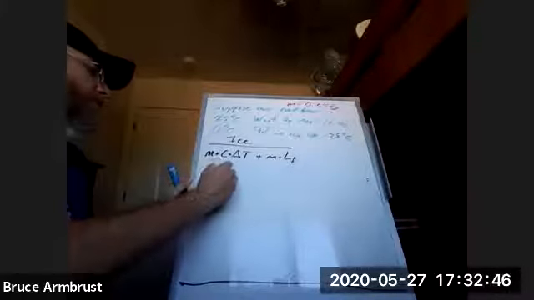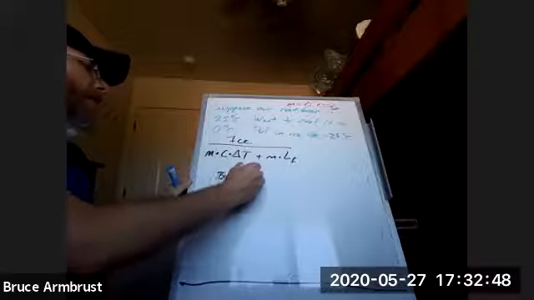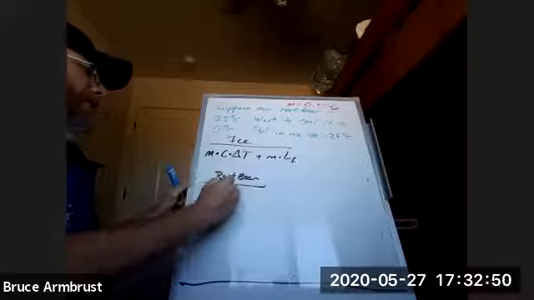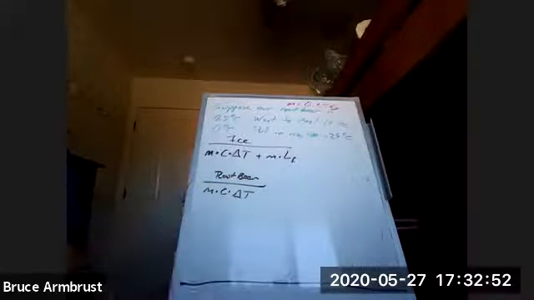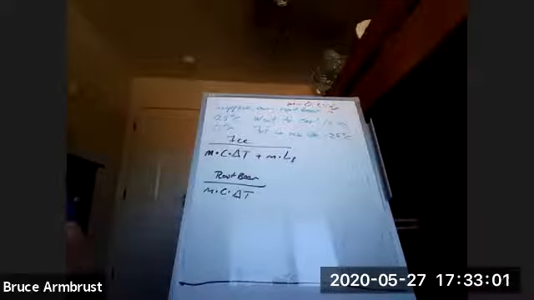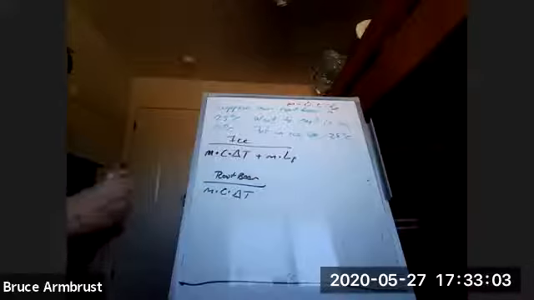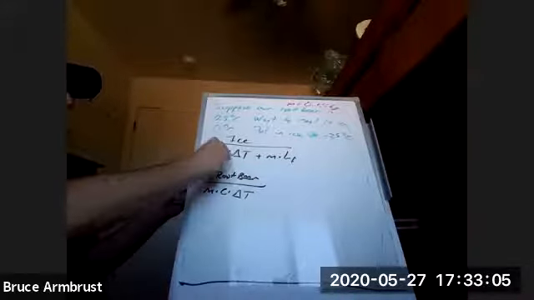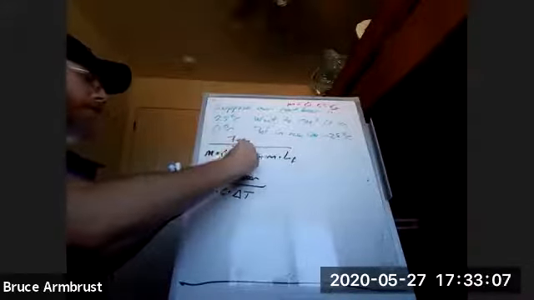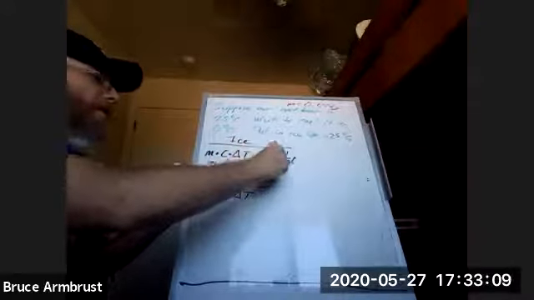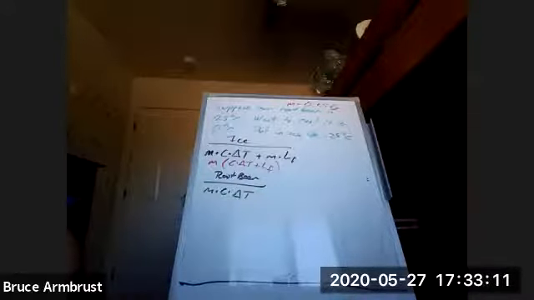And again, for the root beer, all it's going to have is the M times C times delta T. It's going to have its temperature change. All right, well, for the ice, let's factor out the M, because that's what we're trying to solve for, right? So that's going to be C times delta T plus the latent heat of fusion.